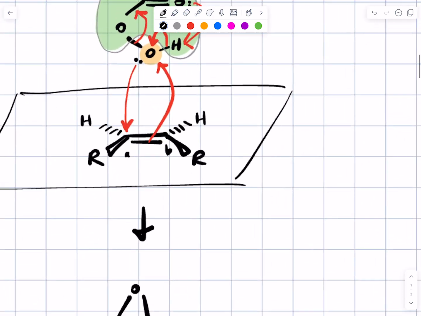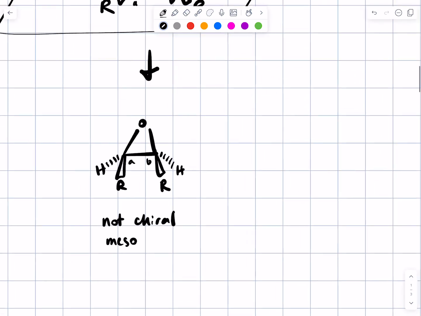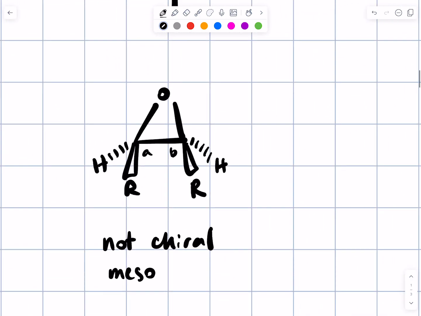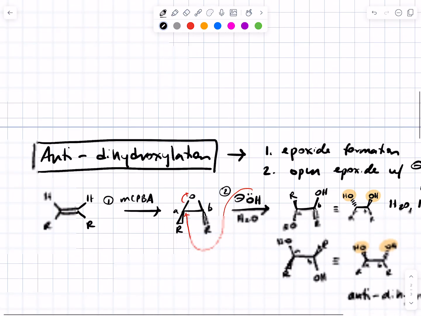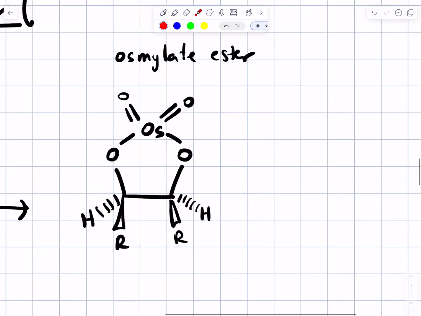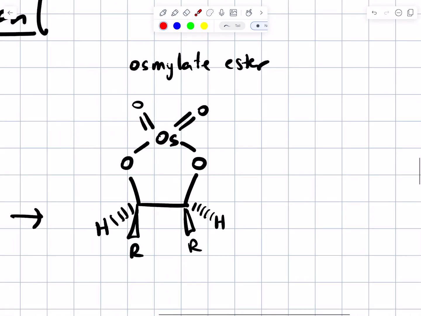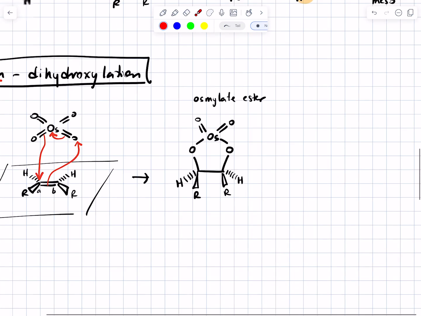Do you remember how the R groups here were cis to each other, and then in the epoxide they are cis to each other? In the same way, with syn dihydroxylation, the R groups that are cis to each other in the alkene remain cis to each other in this cyclic osmolate ester. That's concerted. It happens all in the same step.